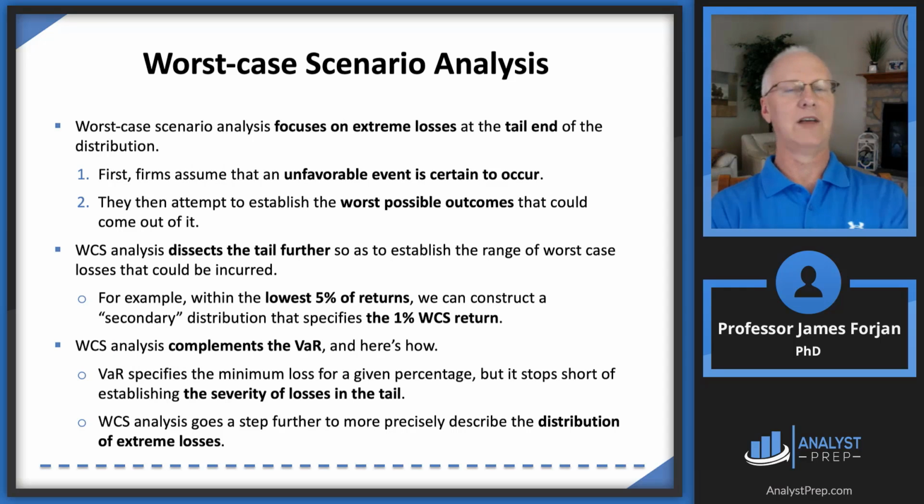I think this is the last learning objective in this chapter. This is my favorite thing here. Worst case scenario, focus on extreme losses at the tail, right? So what we have to assume is that some unfavorable or negative event is certain to occur, and then compute what that worst possible outcome is. And I think this adds tremendous value to our understanding of risk and risk management.